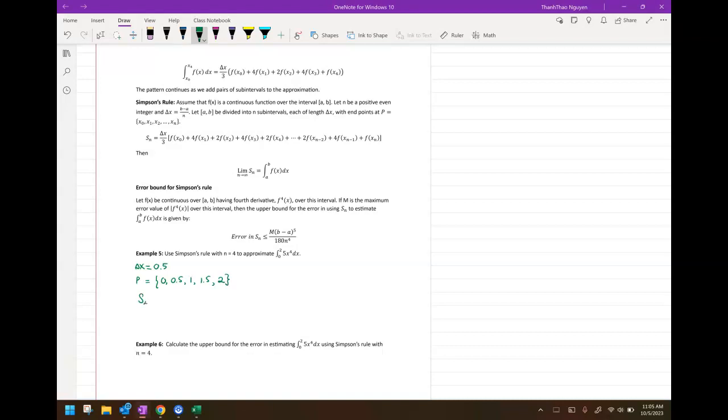Then S of 4 is equal to 0.5 over 3 times f of 0 plus 4f of 0.5 plus 2f of 1 plus 4f of 1.5 plus f of 2. And this is equal to 32 and 1/12.